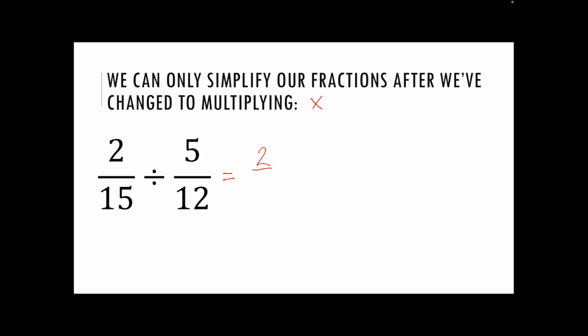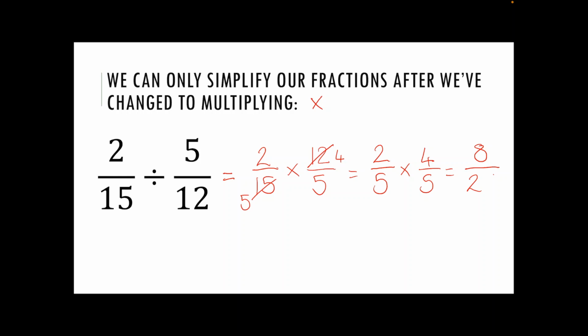So here I'm going to change to 2/15, 12 over 5, and my divide becomes times. 15 and 12 are both in my 3 times table, so 12 is going to become a 4 and 15 is going to become 5. That means then that I have 2/5 multiplied by 4/5. My top two numbers multiplied together give me 8, and 5 5s give me 25. So my final answer is 8/25.